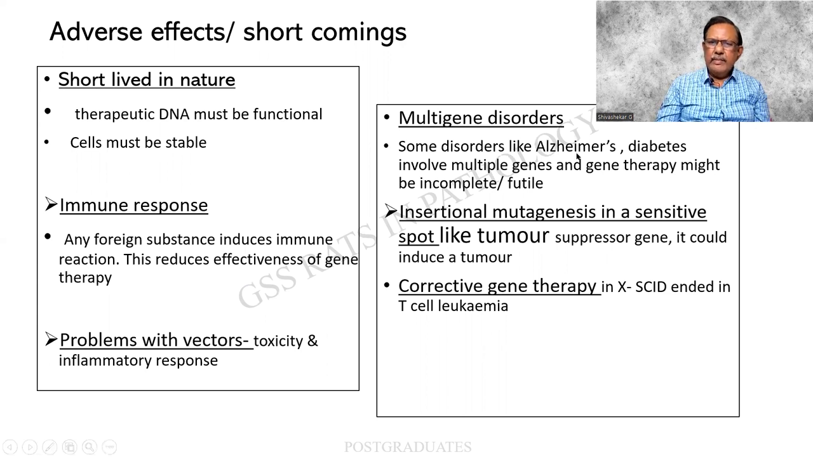Some disorders such as Alzheimer's and diabetes are multi-gene disorders. So in this one, if you try a gene therapy, it might not be that easily successful. It can be incomplete or futile. Sometimes insertional mutagenesis in a sensitive spot, like a tumor suppressor gene, can lead to a change. It can suppress this tumor suppressor gene, therefore it can lead to a tumor. Corrective gene therapy in X-linked severe combined immunodeficiency can end in leukemia. This is a story that is well established.